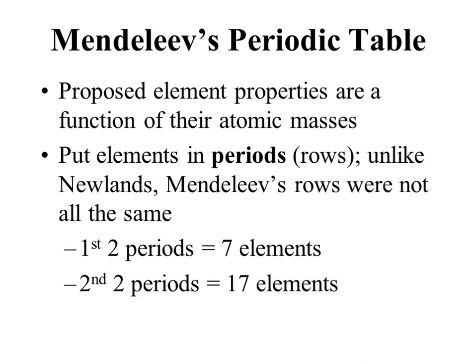But his second 2 periods, so rows 3 and 4, were actually 17 elements wide. And that shows some similarity to our modern periodic table, with that valley in the center section between the main group elements.